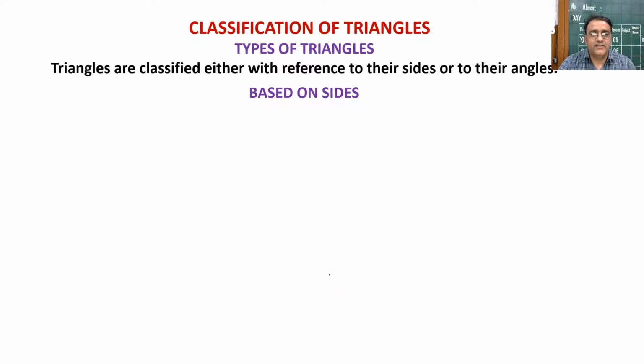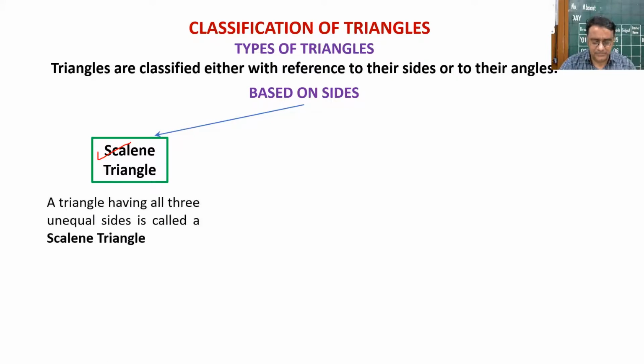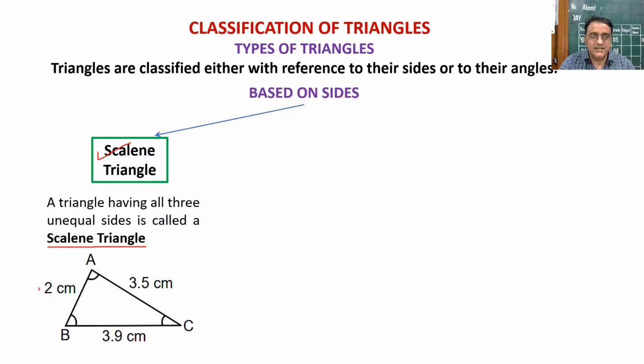And the first type is a scalene triangle. Scalene triangles are triangles in which all the 3 sides are different. तीनों sides unequal हैं. उसको क्या बोलेंगे? Scalene triangle. See example. In this AB is 2 centimeter and AC is 3.5 centimeter and BC is 3.9 centimeter. All 3 sides are different. All are not equal to each other. So this is an example of scalene triangle.